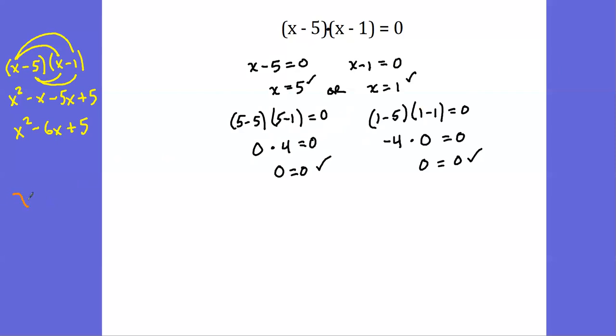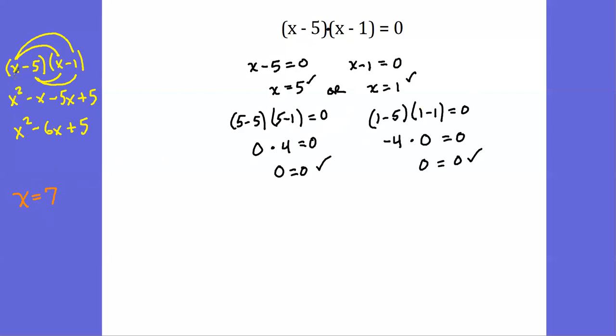I can pick any number I want for x. Let's pick x equals 7. And let's see what this expression evaluates to when x equals 7. And let's see what this second expression evaluates to when x equals 7. And if all of our math is good here, we should get the same exact number.